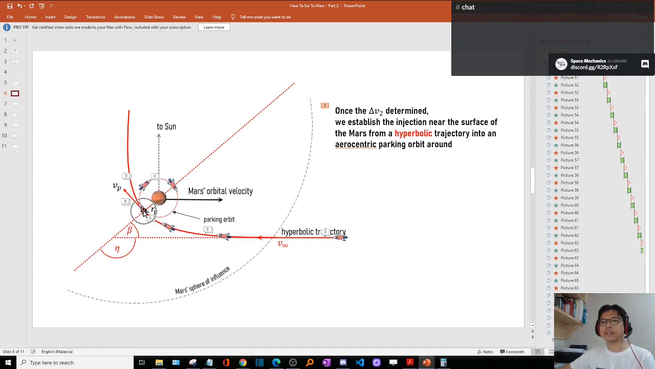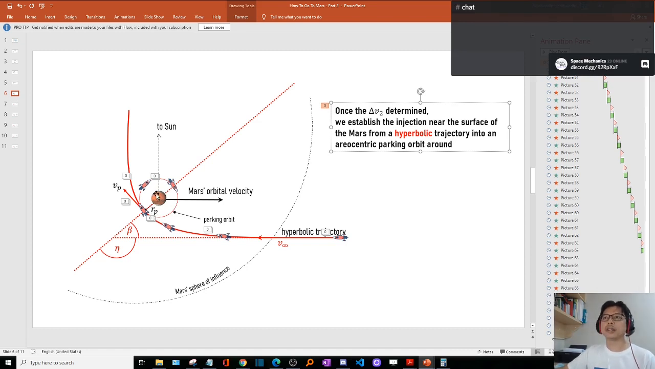We call the delta V here delta V arrival. Before we had delta V departure, which if you note is different from delta V1, and now delta V arrival. So basically we establish injection near the surface of Mars from a hyperbolic trajectory, this one, into an areocentric, sorry, not areocentric, parking orbit. Areocentric meaning an orbit centered, focused on Mars.